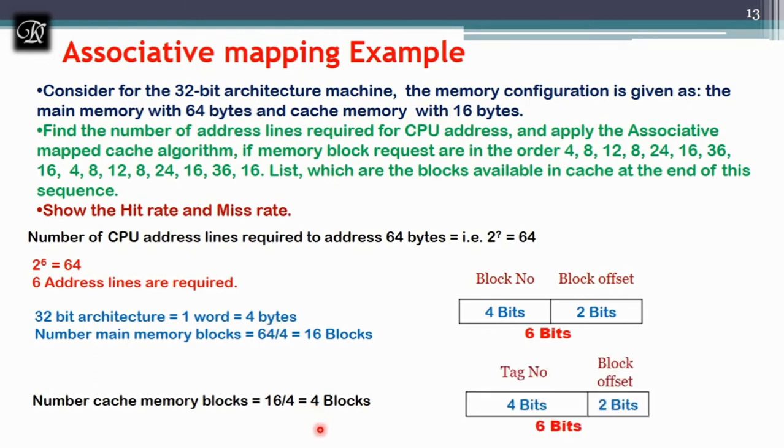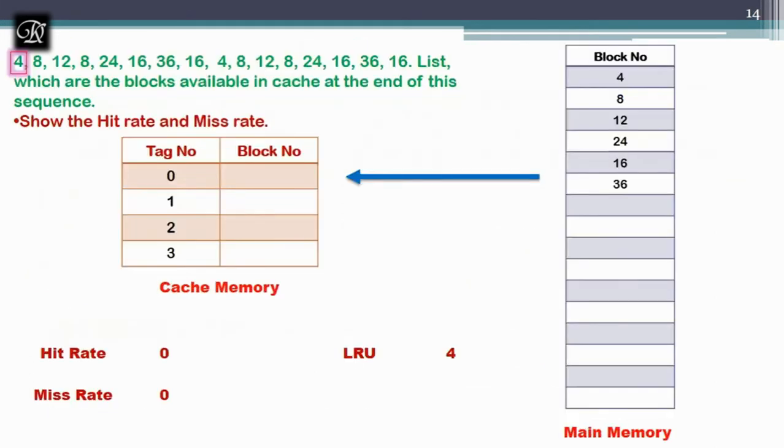And as I said, here we don't have a 3-way division in the cache for the address, we only have 2 divisions. The block offset is standard, it remains the same as in main memory, and the remaining 4 bits go directly to the tag number. Now we will see the associative mapping.